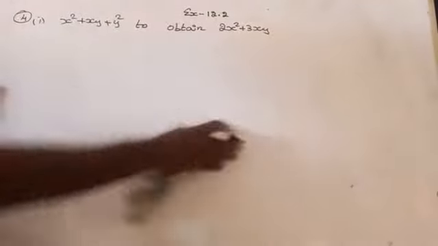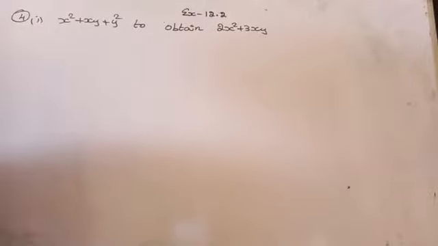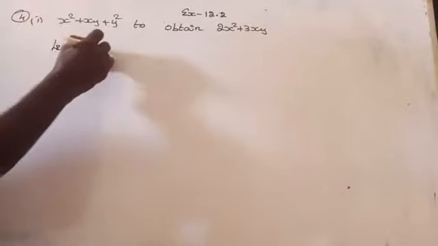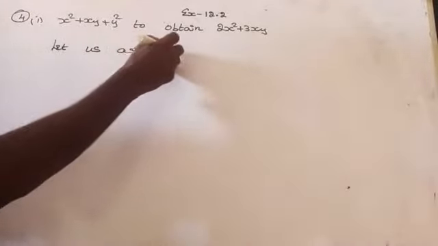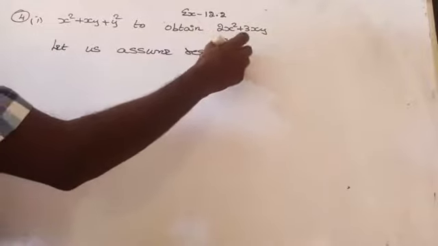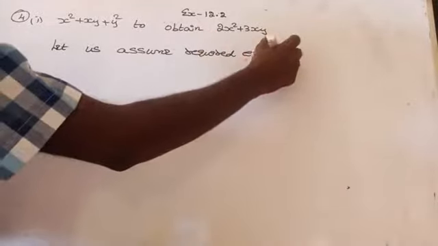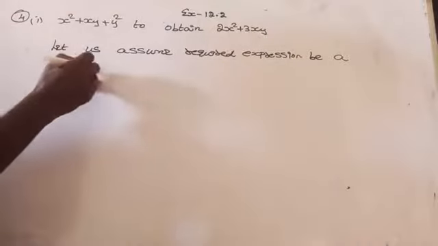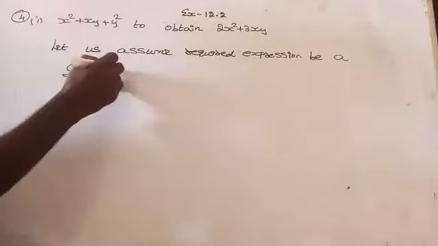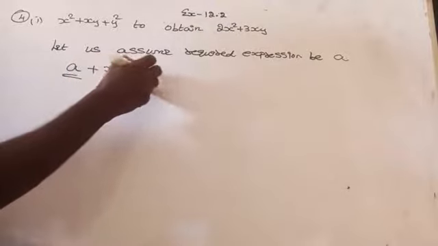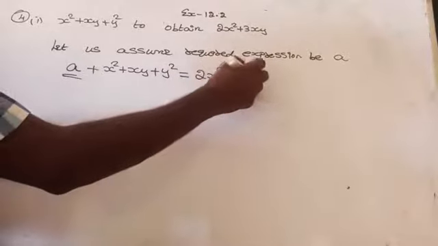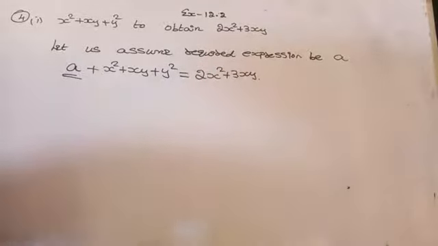That is, let us assume the required expression, the required term, be A. So what should be added with x square plus xy plus y square to get 2x square plus 3xy? 2x square plus 3xy. Yes.